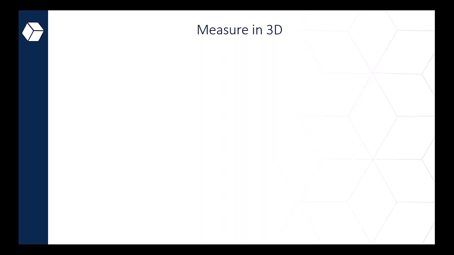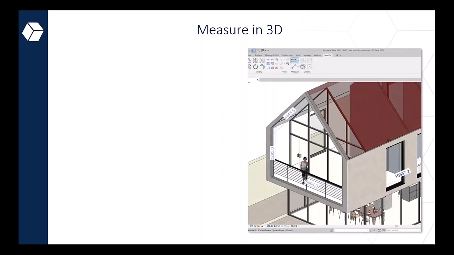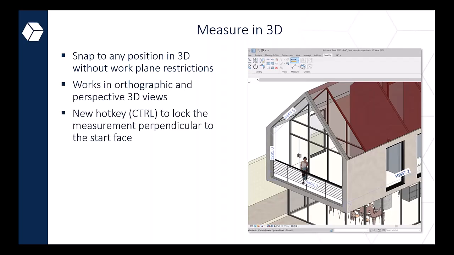With regards to this, we're looking at measuring in 3D. In previous versions of Revit, I think prior to Revit 2023, you were not able to measure in 3D without having to pick a work plane. So now in Revit 2023, this allows you to quickly snap to any position in 3D without any work plane restrictions, which I think is quite useful because you can just do this quickly without having to do all of those other workflows or other steps prior to actually being able to do this. And maybe if you're modeling in 3D, you're able to quickly see what you're doing, make sure that you're modeling to the right measurements, etc.